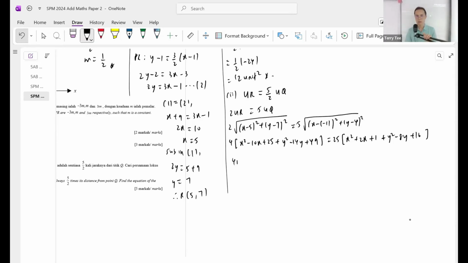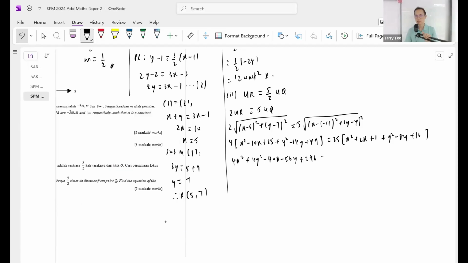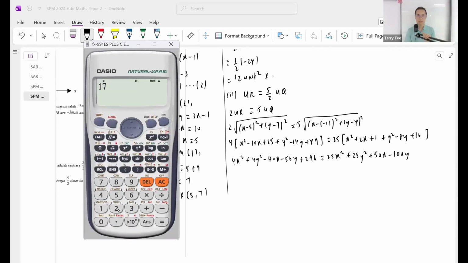You got to expand one by one for x squared. And I arrange it straight. We have 4x squared, 4y squared. 4 times 10 is 40. 4 times 14, 56. Now, this 25 and 49, you can't do it mentally. Take 25 plus 49 times with 4. I got 296. This 25, I keep it first. Okay, I times inside straight away. 25 you times with x squared, 25 you times with y squared, 25 times 2 is 50, 25 times 8 is 100, right? 17 times 25, you should get big number 425.